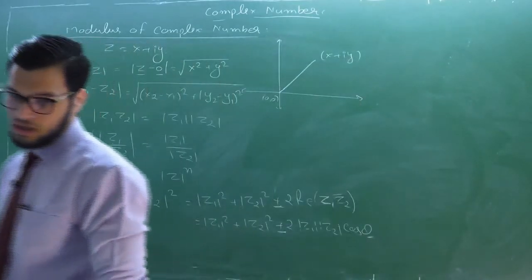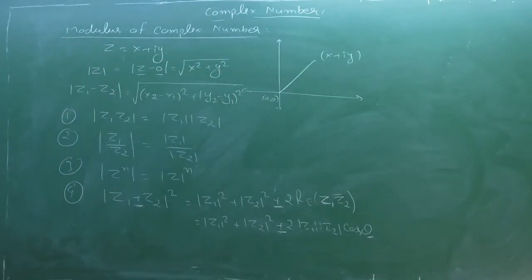Okay, all right. Yeah, Kunal, I will post the complete proof on this Telegram group. Theta is the angle between z1 and z2. Or you can simply say that theta will be the argument of z1 minus the argument of z2.